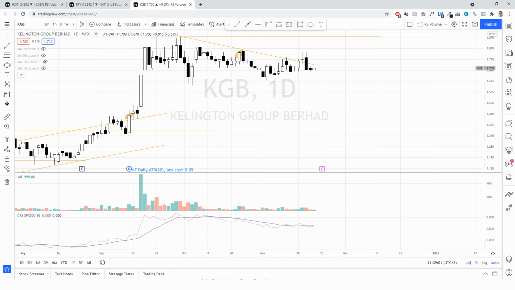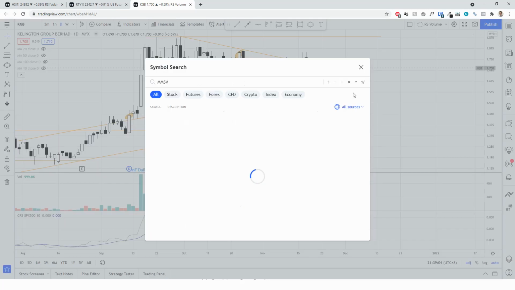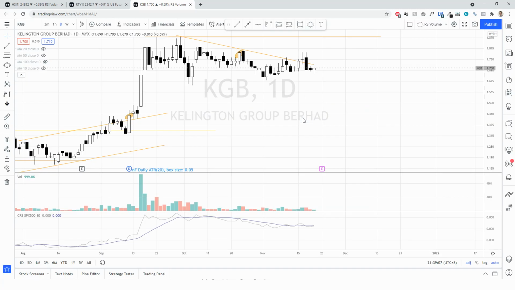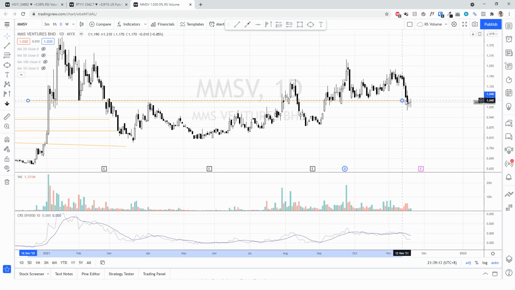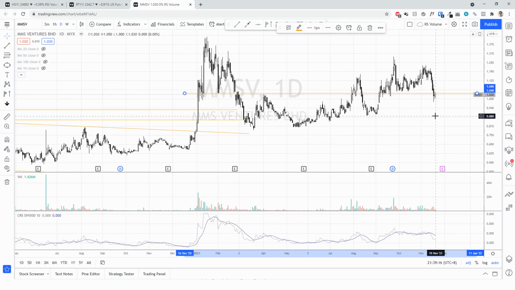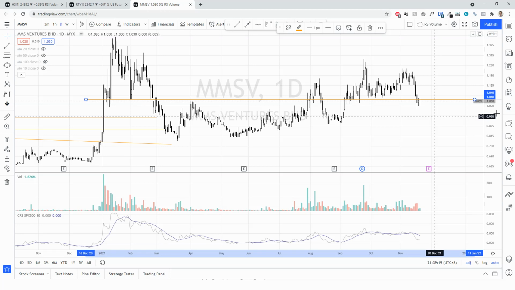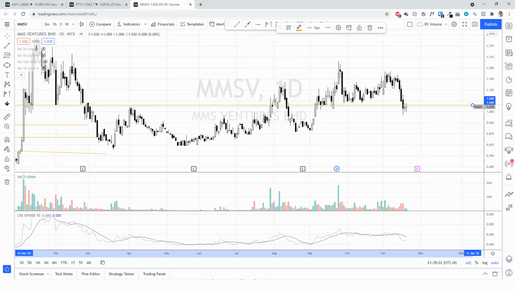Okay. Someone asked about MMSV. Oh, I didn't see. So let's look at MMSV. So MMSV is probably within, well, we got a routing breakout, a deep pullback, so another attempt to rally. The price action is just a bit erratic. Here's the trading range I'm looking at.